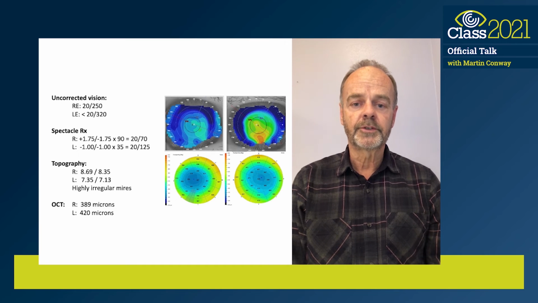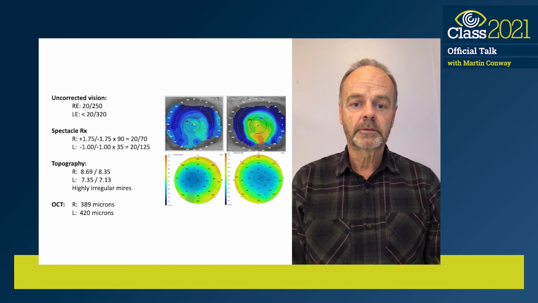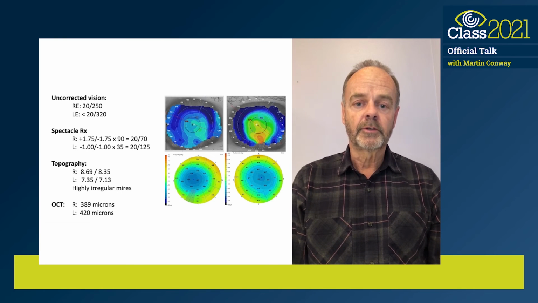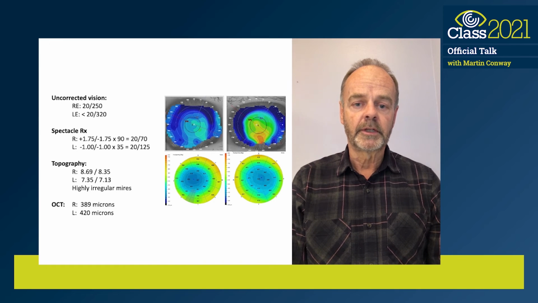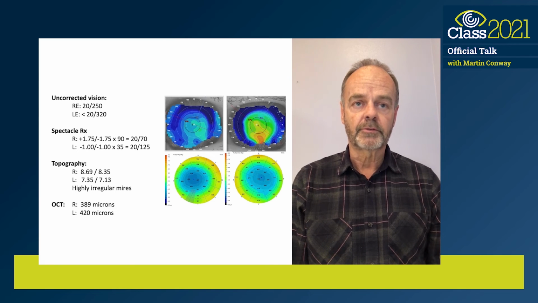Presenting to us her uncorrected vision was on the right eye 20/250 and on the left one 20/320 or less than that. Her right eye was hyperopic with a moderate cylinder, and her left eye was now myopic with a moderate cylinder. With the best spectacle correction, her right eye was 20/70, and on the left one 20/125. So she was not really able to wear spectacles to a degree where her vision would be satisfactory.